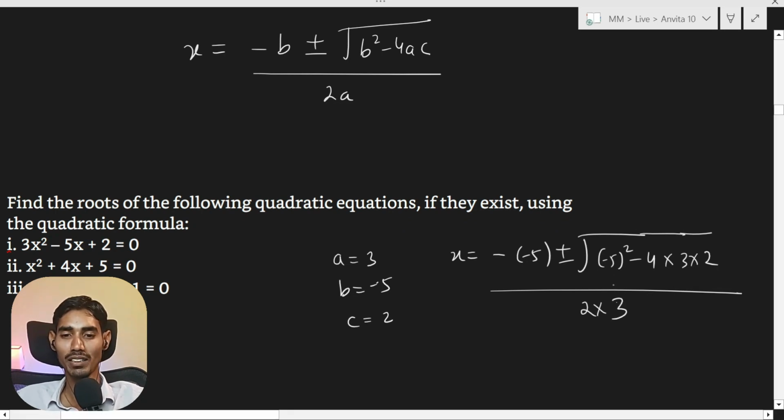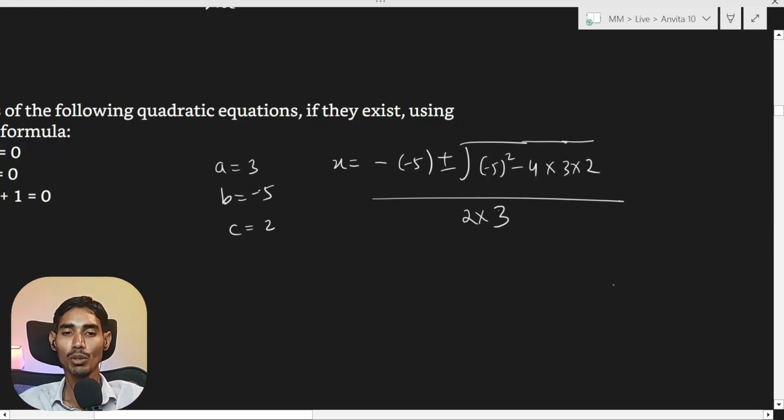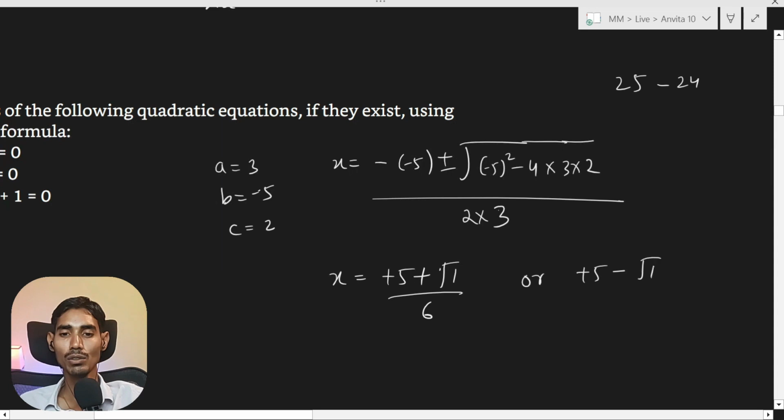2 into 3. So now one answer would be positive, using this plus-minus root thing. So what is this? 25 minus 24, that is 1. So 5 plus root 1 by 6, and another answer would be 5 minus root 1 by 6. Is that clear?